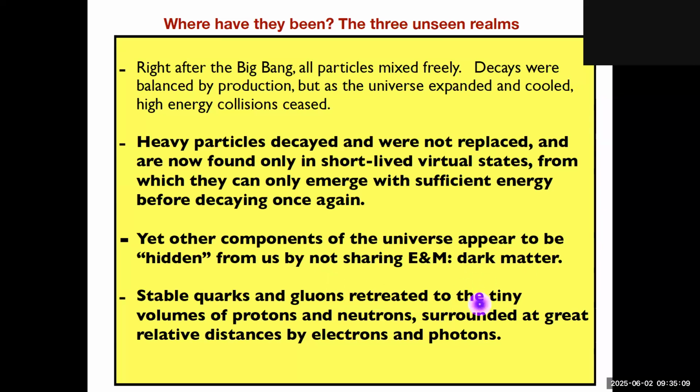Stable quarks and gluons retreated. So these are the up and down quarks. They retreated to the tiny volumes of protons and neutrons, surrounded at great relative distances by electrons and photons, not to mention the cosmic differences between the high concentrations of matter that we encounter in the universe.